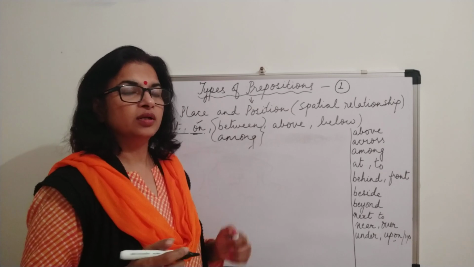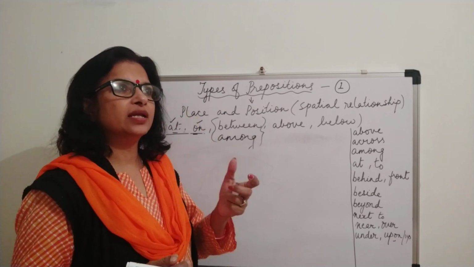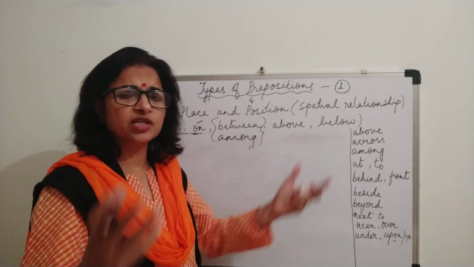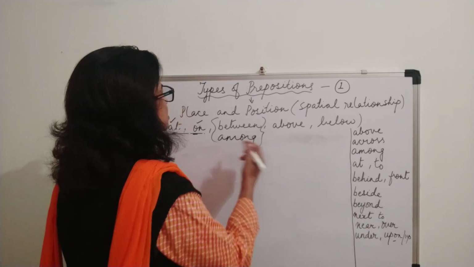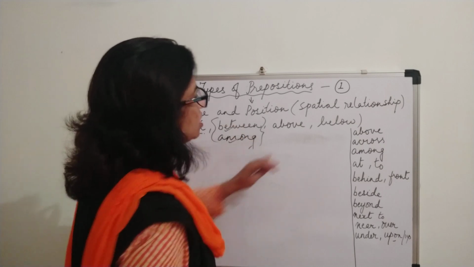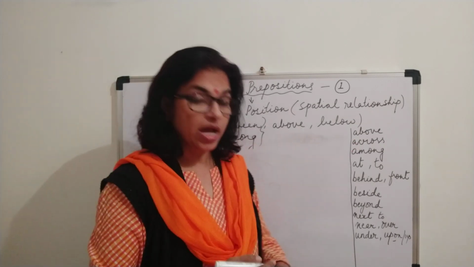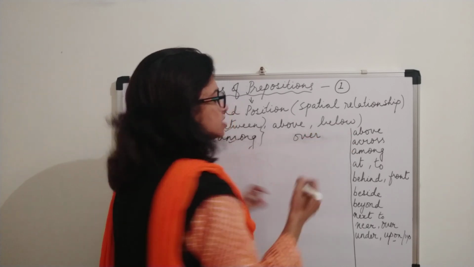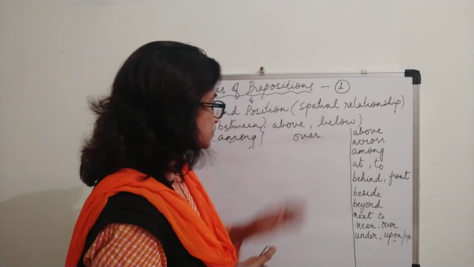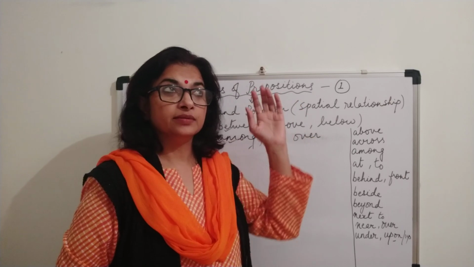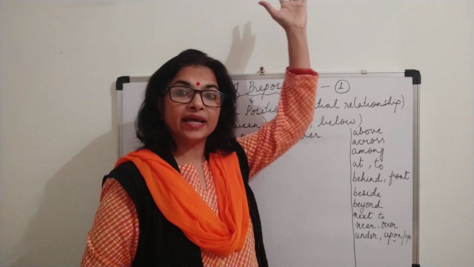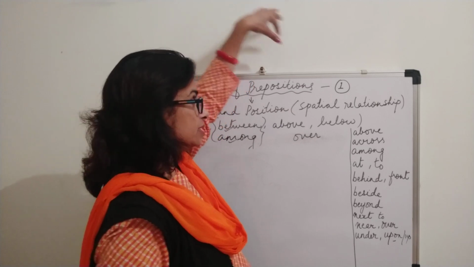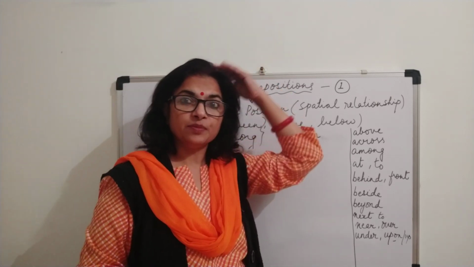The ball fell among the bushes, among the trees. That means many trees are there and there the ball is. So this is also correct. Now above and below and over. Over also. These three we can discuss together. Now above means the clock is above my head. Okay, suppose the clock is here, then I can say the clock is above my head.